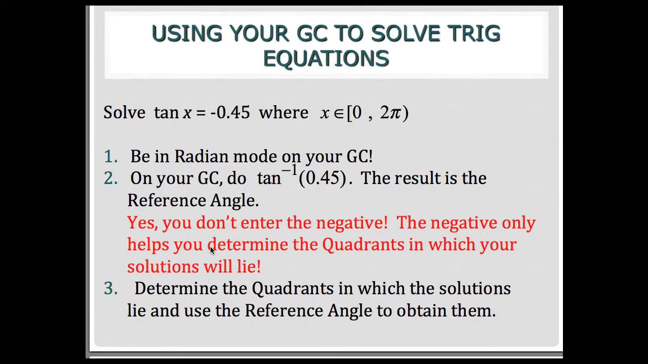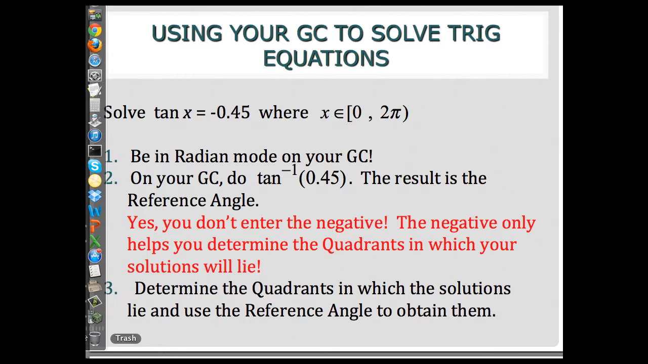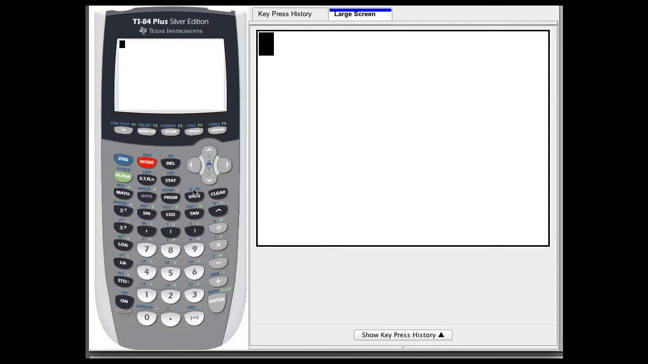So here's an example of one. Suppose we want to solve tangent of x equal to negative 0.45, where x is an element of 0 to 2 pi. So that's just telling us that we're trying to find an answer in between 0 and 2 pi. We do need to be in radian mode on your calculator. Right? Typically in calculus, we are always in radian mode.